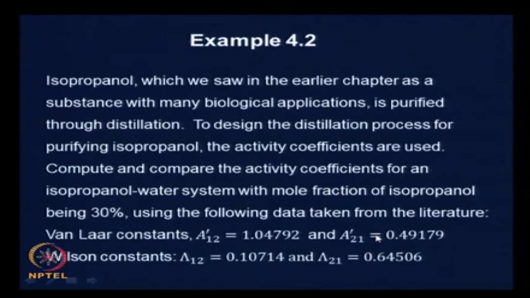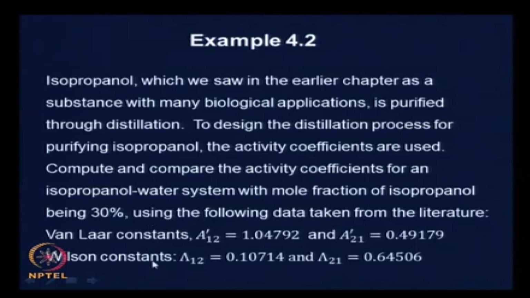And then we worked out an example. This example was deliberately chosen to tell you something more. The first one is a direct calculation. The example was with respect to isopropanol. Isopropanol has many biological applications. To design the distillation process for purifying isopropanol, the activity coefficients are required. Compute and compare the activity coefficients for an isopropanol water system with mole fraction of isopropanol being 30%, using the following data taken from the literature.